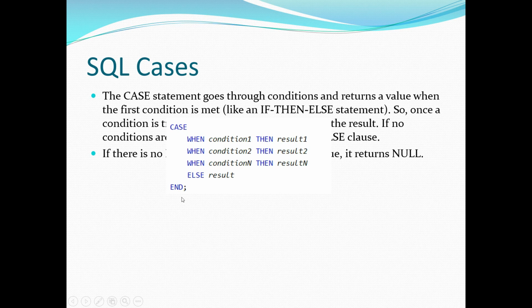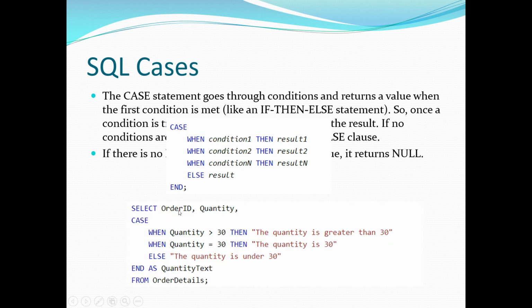For example, here I select the order ID and quantity from the table order details, and there is a CASE: when quantity is greater than 30, then show me the message that the quantity is greater than 30, and similarly if the quantity is equal to 30, then show me the message the quantity is 30. And for the ELSE, if none of these conditions match, then go to the ELSE and the quantity is under 30, and the END statement is used. It indicates that the CASE has ended, and give it the alias quantity test. When the values are shown, the column name is quantity test from the order details.